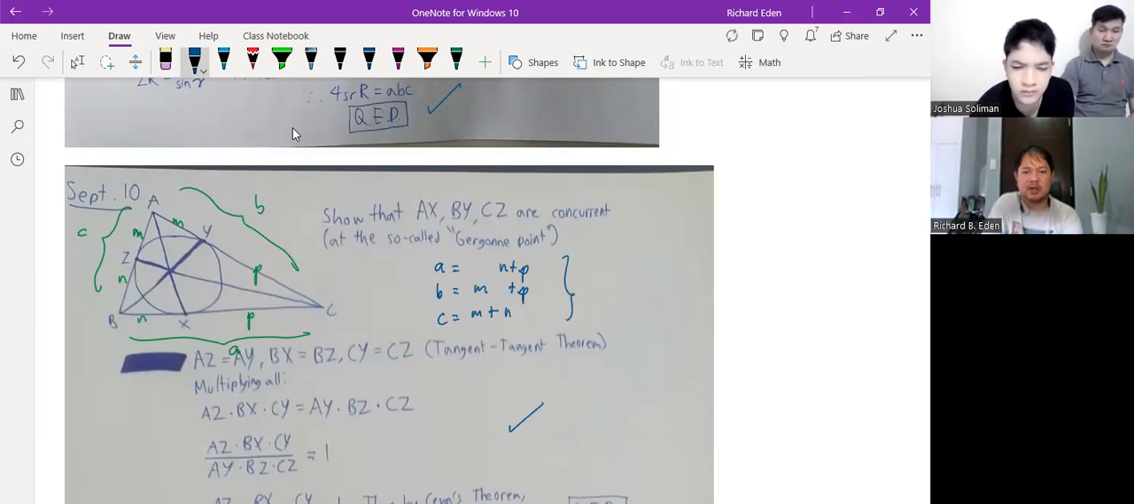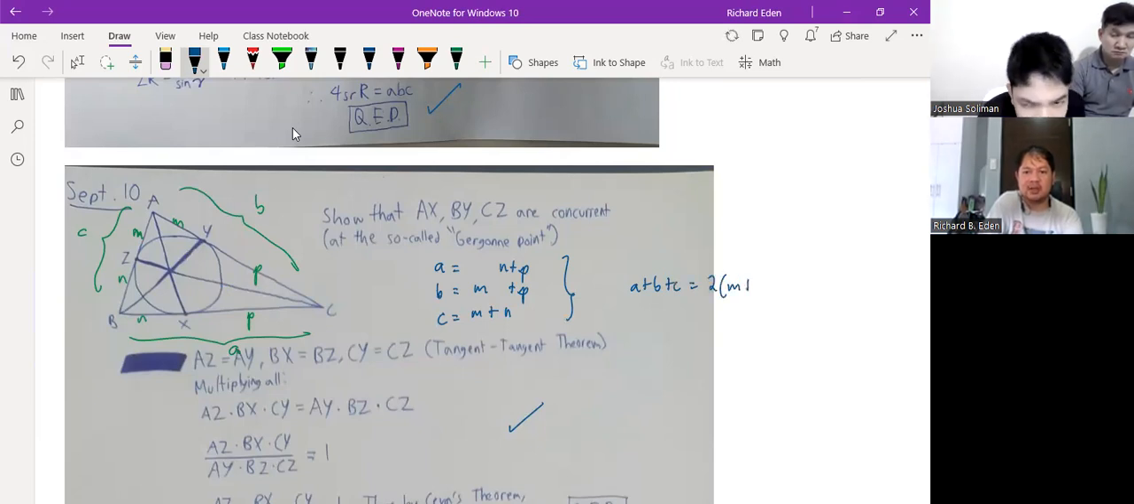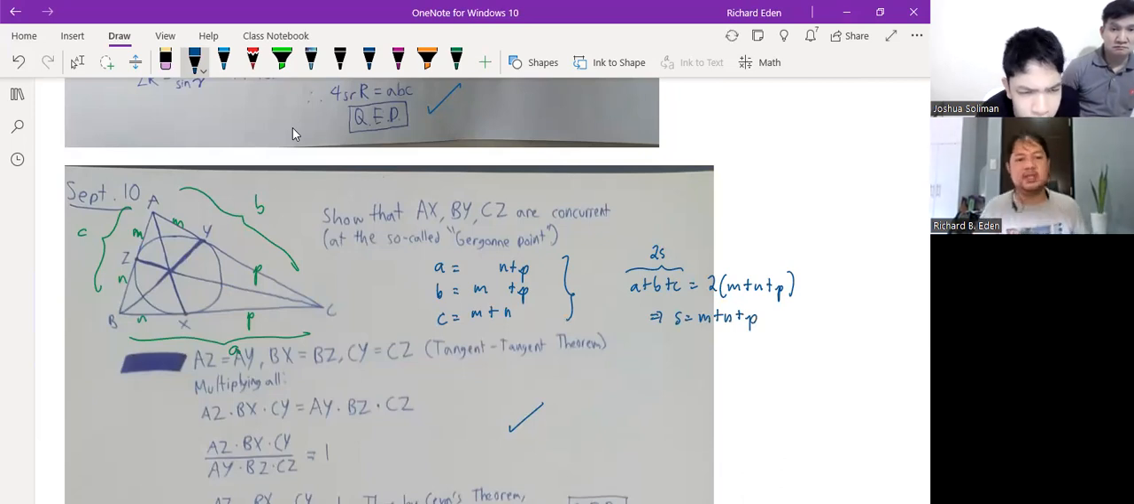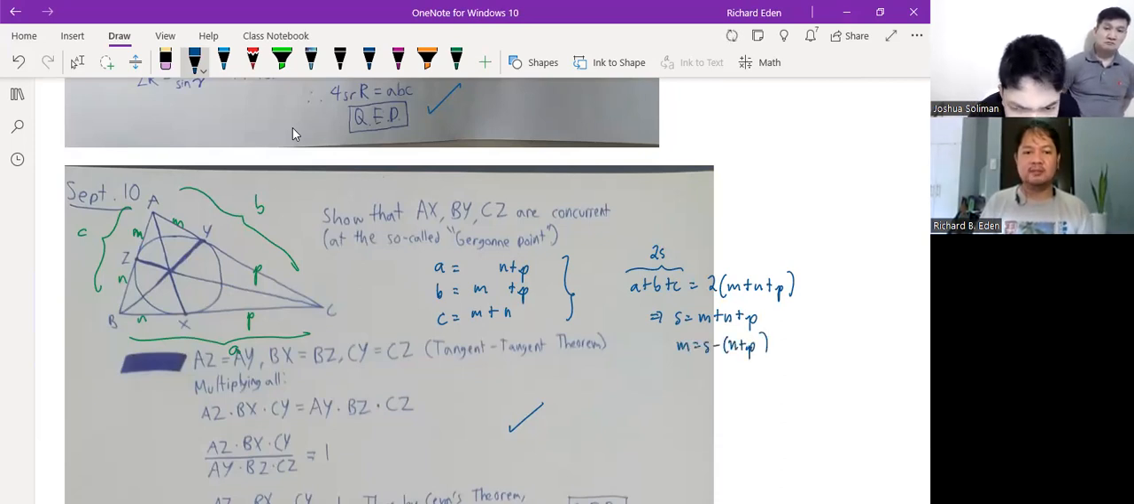And then if we add up on the left side, A plus B plus C, on the right side, twice M plus N plus P. But the perimeter on the left side is twice the semi-perimeter, which means S is equal to M plus N plus P. So the implication being, if you take M for example, M is equal to S minus N plus P. But if you go back to the figure, N plus P is equal to A. So M is equal to S minus A. And then likewise, N is equal to S minus B.